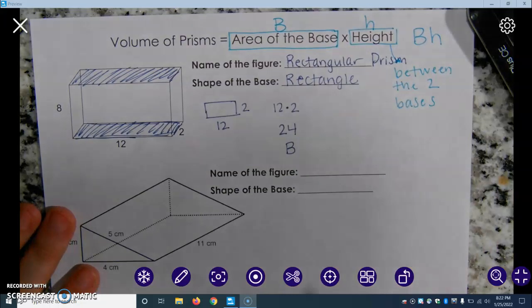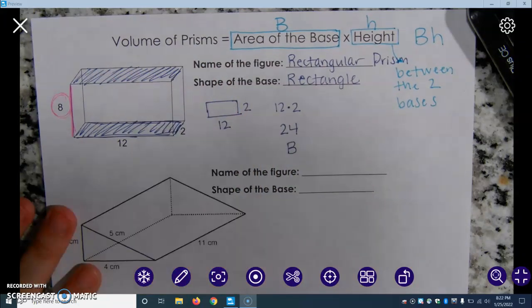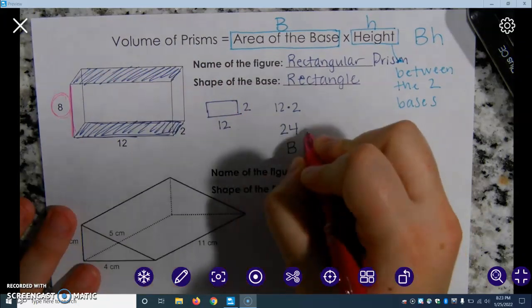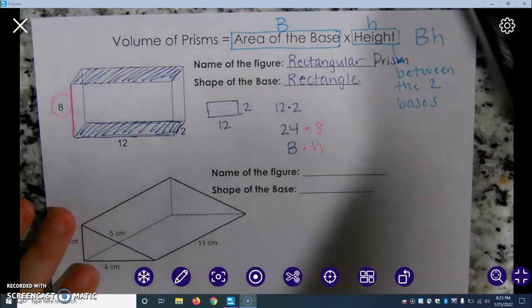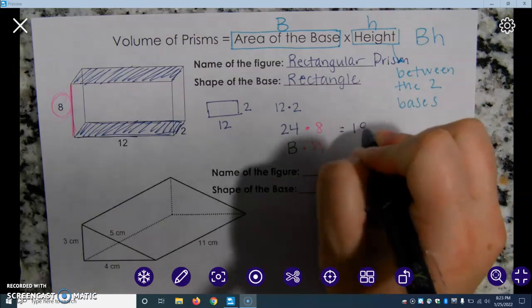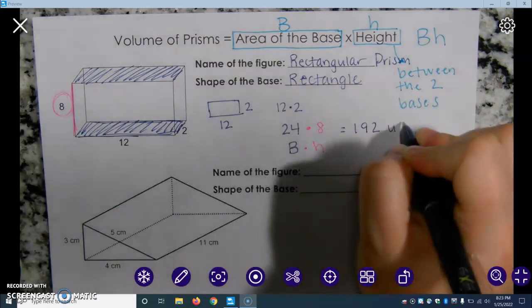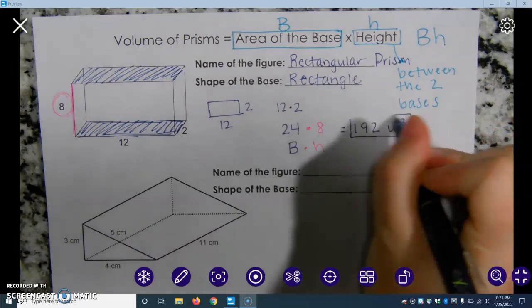Now I need to multiply that number by the height of the prism. The height is the number in between the two bases. So I'm going to do 24 times 8 because 8 is the height of my prism, and 24 times 8 is 192. And the unit that we put is whatever the unit is cubed when we're doing volume.